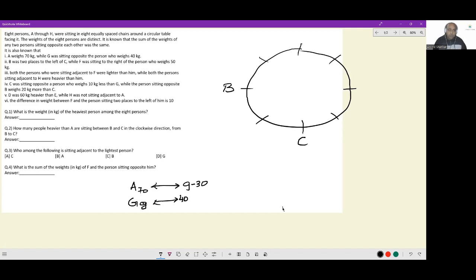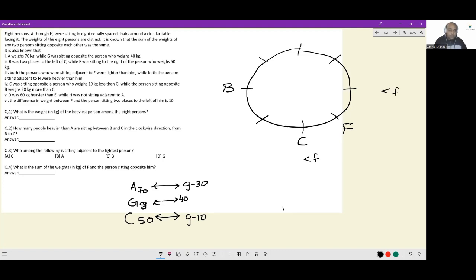C was sitting opposite a person who weighs 10 kgs less than G. So that person is G minus 10. We know the sum of weight of C and the person sitting opposite him should be G plus 40. So C should be 50. And now F was sitting to the right of the person who weighs 50 kg. We know F is here, which should also tell us F was sitting to both the persons who were lighter than him. So this is less than weight of F and this is less than weight of F.